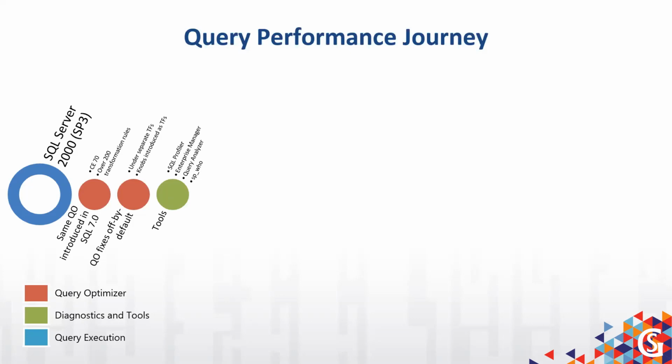Another thing I want to call out is that SQL Server 2000 was using the query optimizer model that we had previously introduced in SQL Server 7.0. Now this, called the CE70, remained the main cardinality estimation model all the way up to SQL Server 2012.